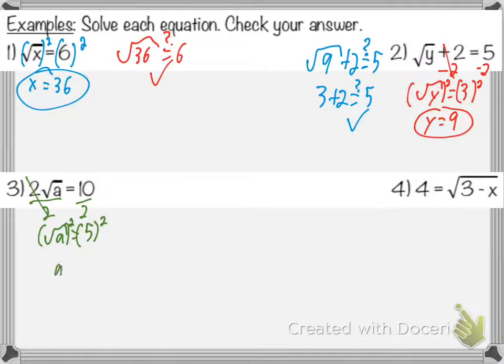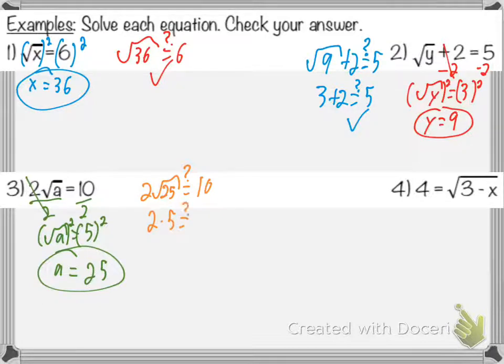Squaring a square root leaves us with the radicand. So a equals 25. Want to go back and check our answer? 2 times the square root of 25 equals 10. Well, 2 times the square root of 25, 2 times 5. Does that equal 10? Yes, it does.